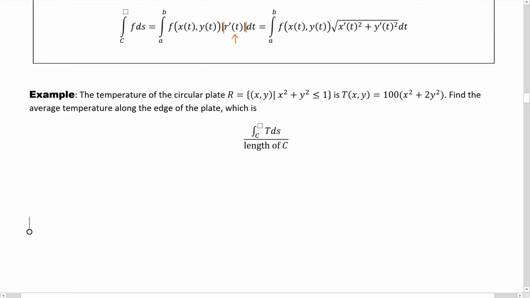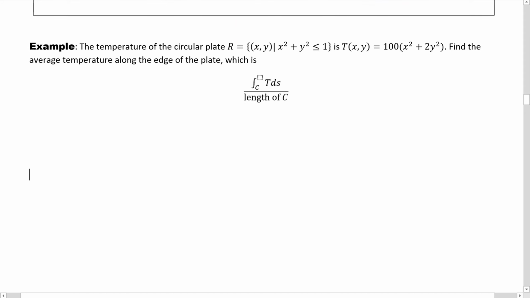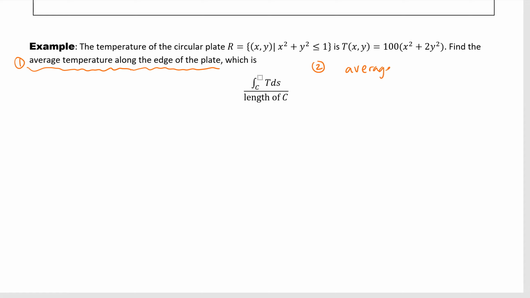Okay, now let's see. First of all, let me ask you. Here we're looking for the average temperature along the edge of the plate, and I want you to distinguish this from the average temperature on the plate. Do you realize the difference?